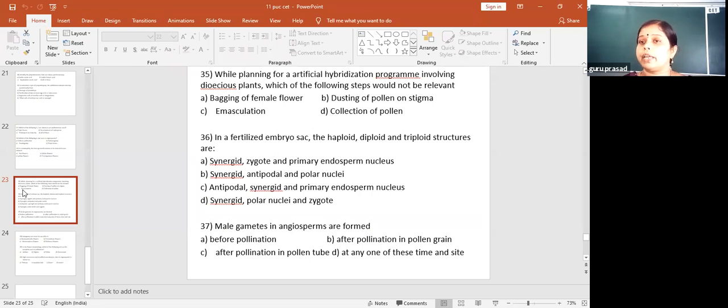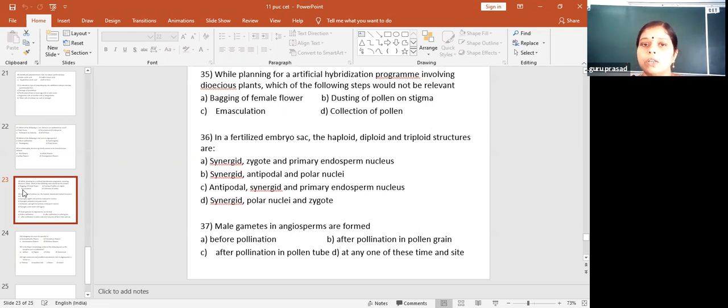Emasculation is not required here because it is not a bisexual flower. Dioecious plant does not consist of bisexual flowers; they consist of unisexual flowers on different plants. That's why there is no chance of pollen falling from the same plant onto the stigma of the same plant. So that's why emasculation is not required here. Collection of pollen grains is done.